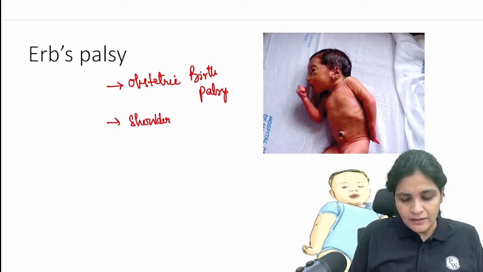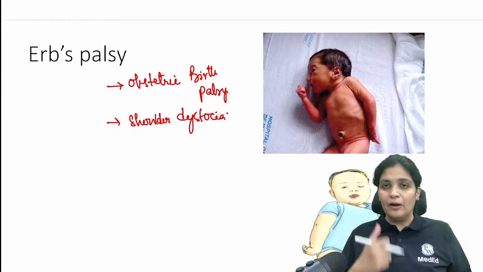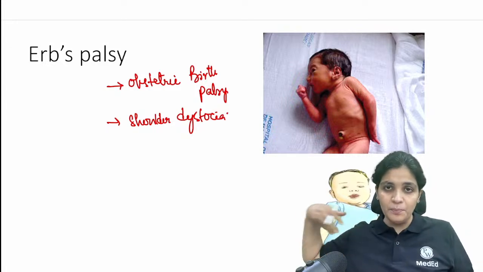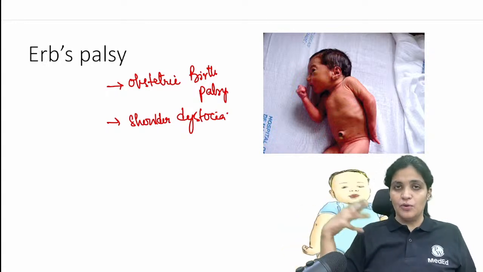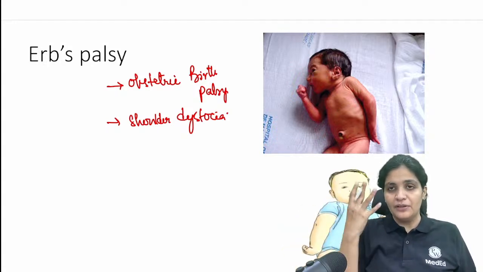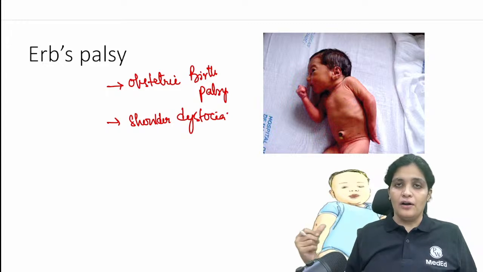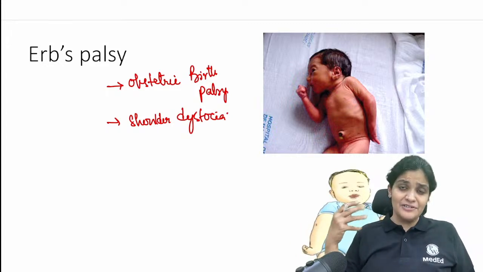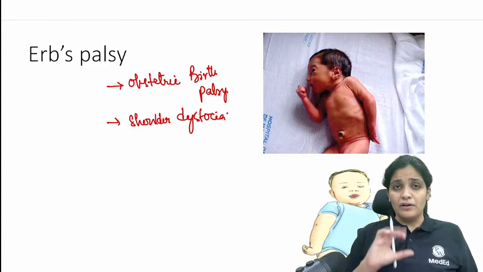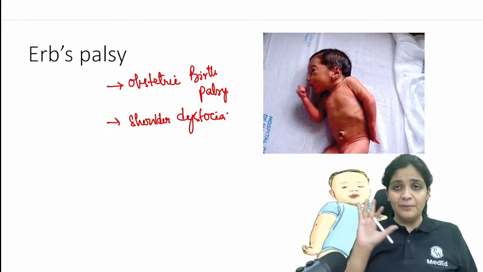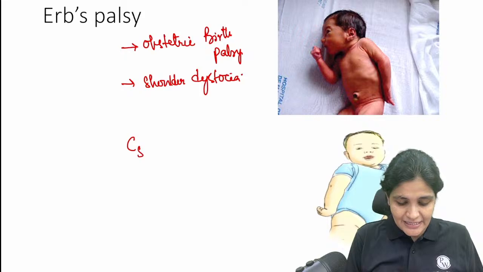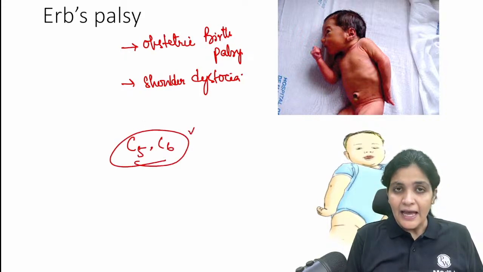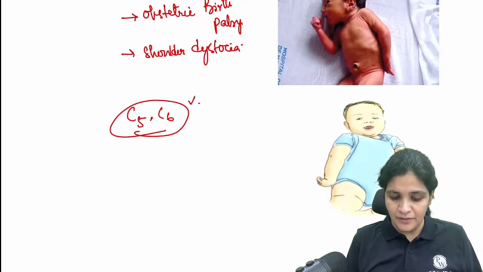Shoulder dystocia means what will happen? The obstetrician who is delivering the baby might pull the shoulder, where there is damage to your upper trunk. Or the head might get stuck and they pull the shoulders. So during the delivery, they will damage the upper trunk, that is C5 and C6, right? And this will result in this deformity.